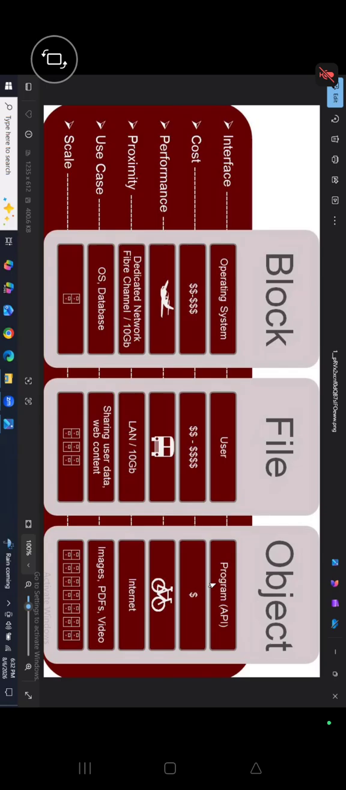How many types of storages do we have? Block storage, file storage, object storage. Can we install the operating system into file storage? Can we install the operating system into the share folder? Is it possible, guys? Yes. Can we install the operating system into file storage? Is it possible? Can we install the operating system into the share folder?